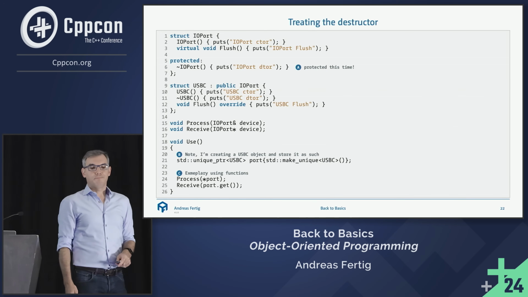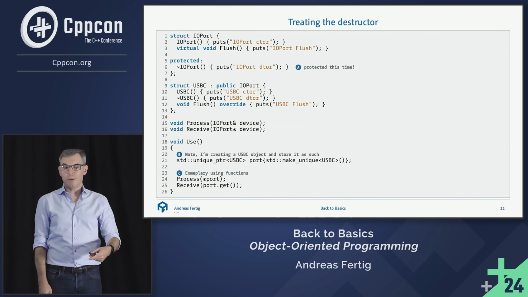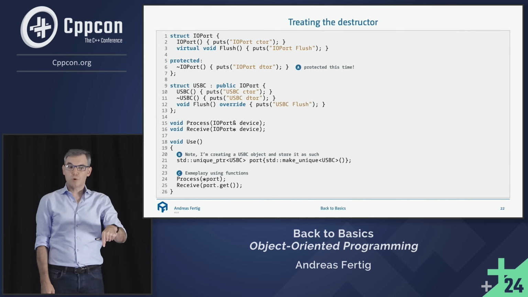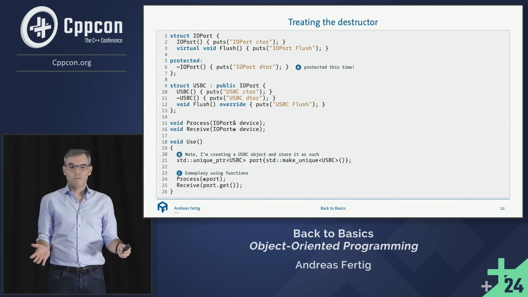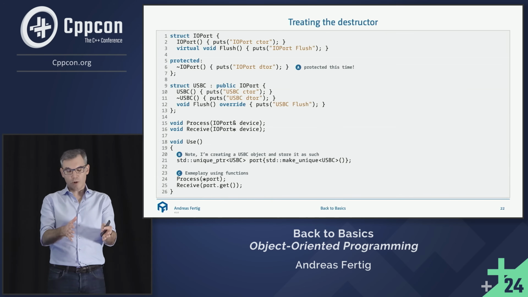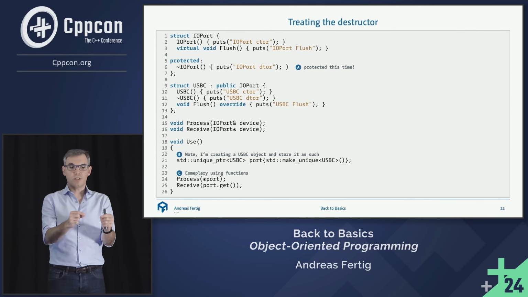Another one could be this: I say I have IO port, which comes with a destructor and a virtual member function flush, but I put the destructor in the protected scope. This effectively prevents me, or anybody else, from declaring an IO port object on the stack. You can allocate it with new, but you also cannot delete that object, because the destructor is only reachable by derived classes. So here I derive USB-C from my IO port and implement everything as before.